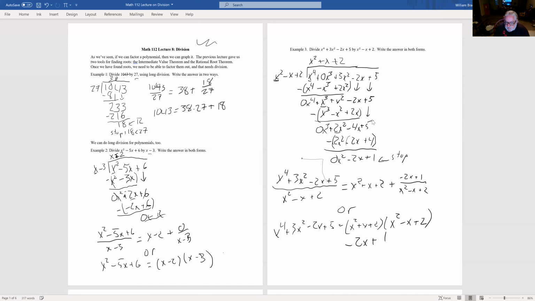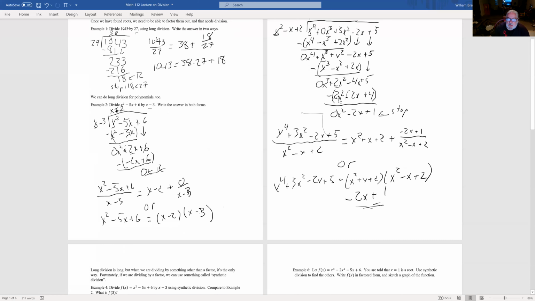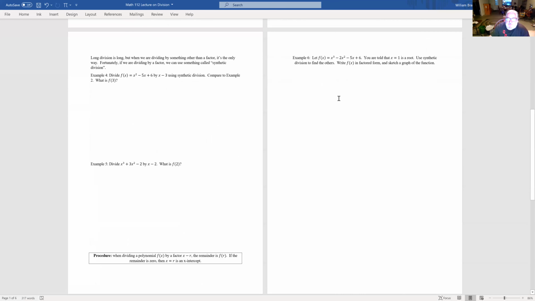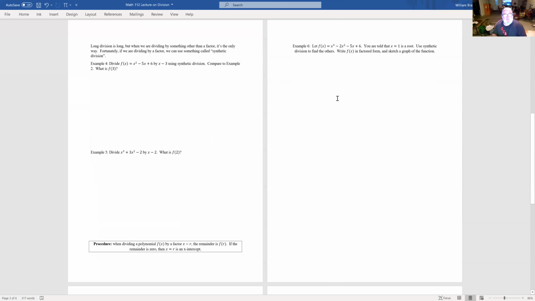Plus the remainder, right? When I multiply everything through by x squared minus x plus 2, this gets canceled out and I'm left with that. So this isn't a factorization because there's a remainder, but we can do division, which is nice. Actually, division comes in handy in a lot of different places. But for us, there's something that we prefer to do called synthetic division, which is a lot faster.